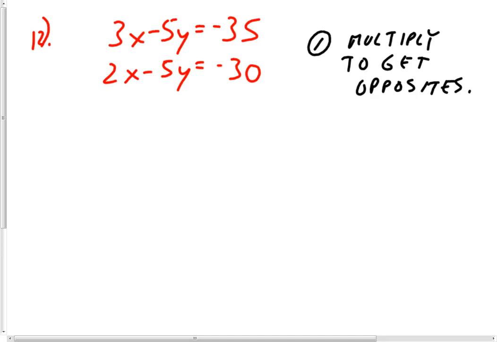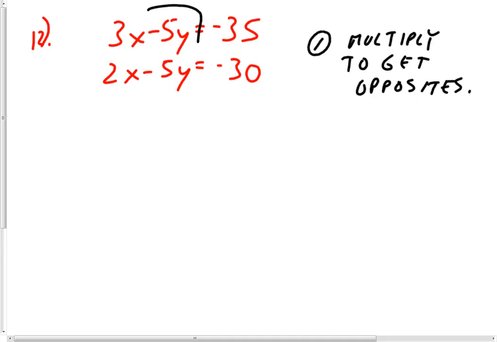How many times did we multiply in the previous problem to get opposites? Twice. You don't necessarily have to multiply all of the equations. You can do one, or it might already be opposites when you look at it. Which one should I focus on? The x's or the y's?